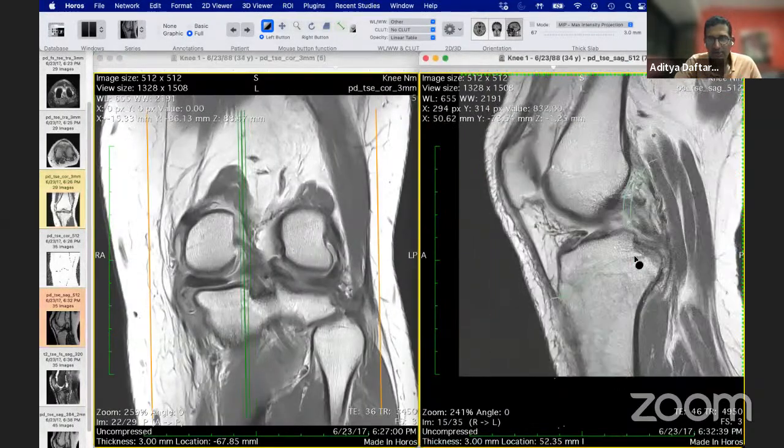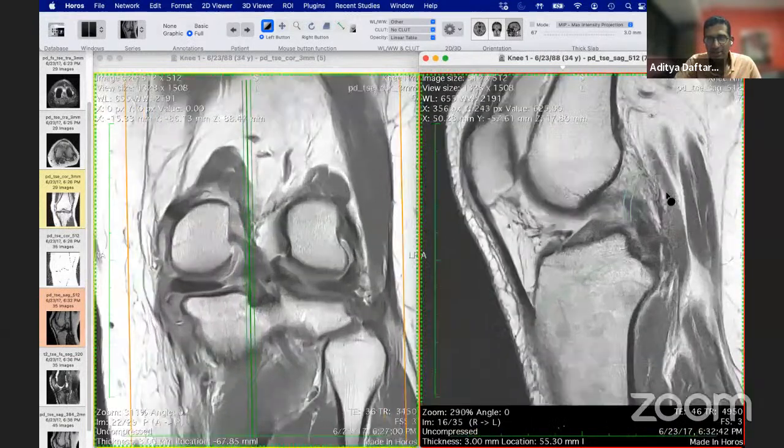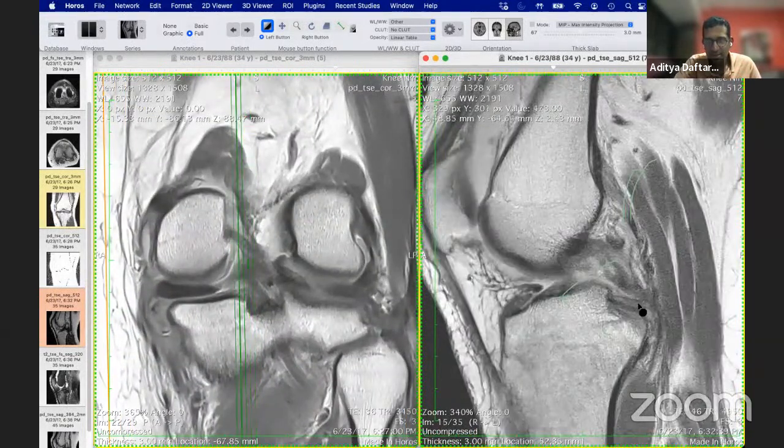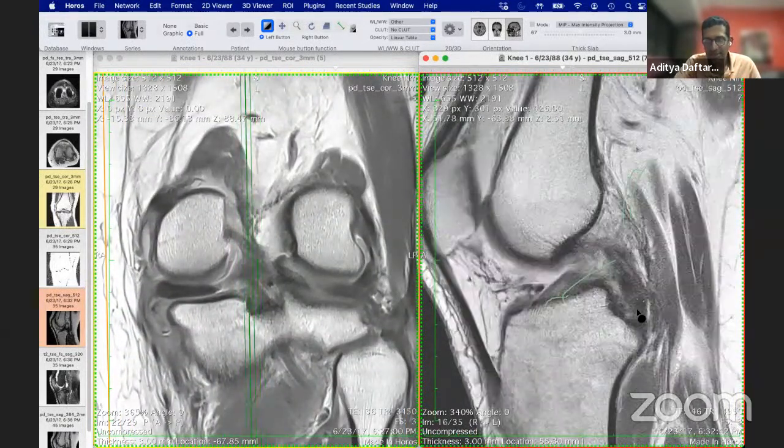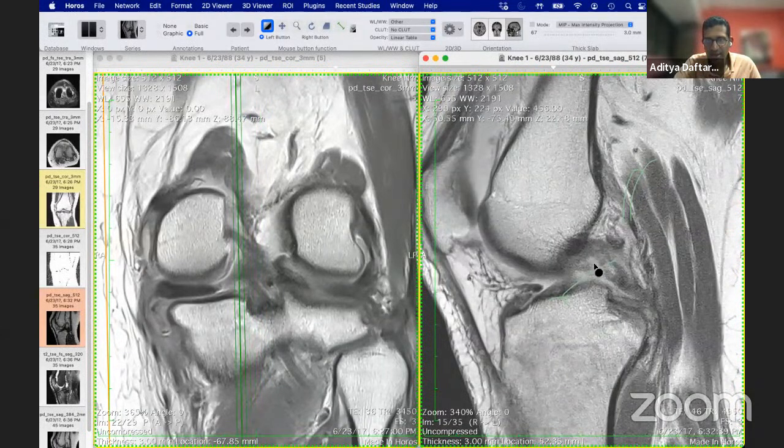But what I found interesting about this case is when you look at it here, you can see the tibial attachment of the PCL. As you go towards the femoral attachment and in the mid-substance, it gets very attenuated. You don't really see great tissue here.